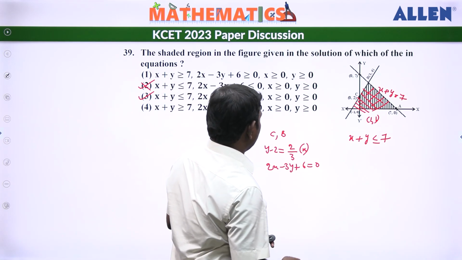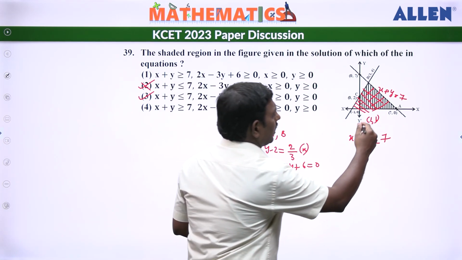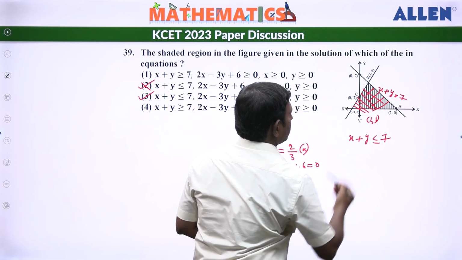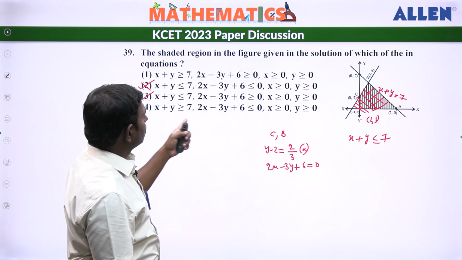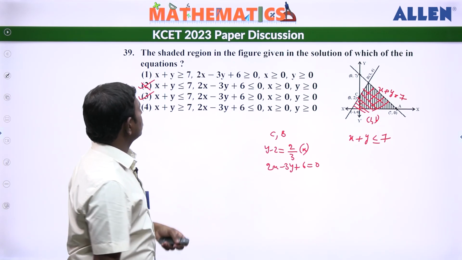So the equation of line CB is this one. So when you take any point here, so this is the origin. The origin also should satisfy. So that is in the required region. So that is a positive value. So the answer should be the third option.